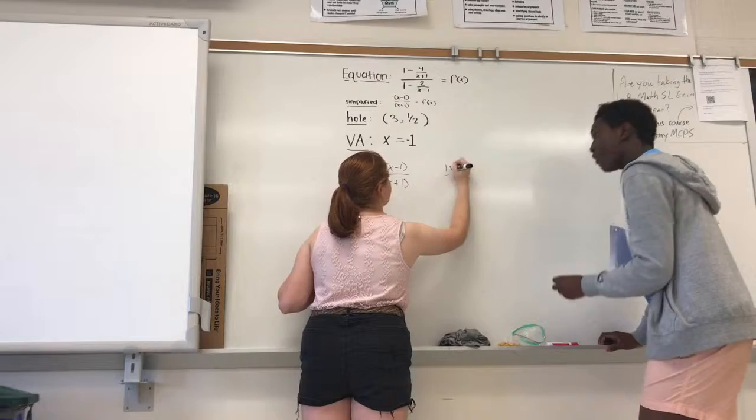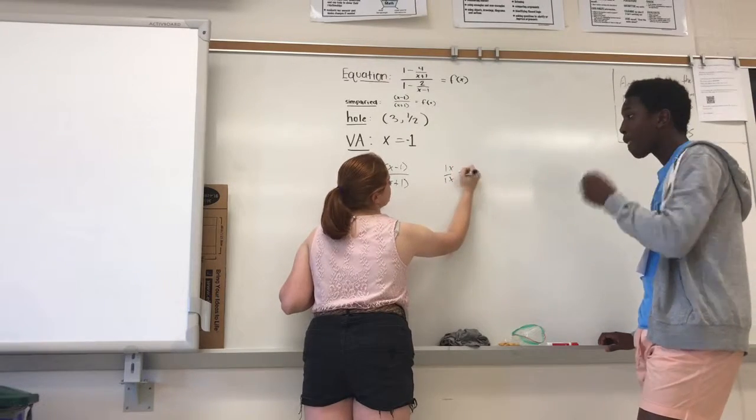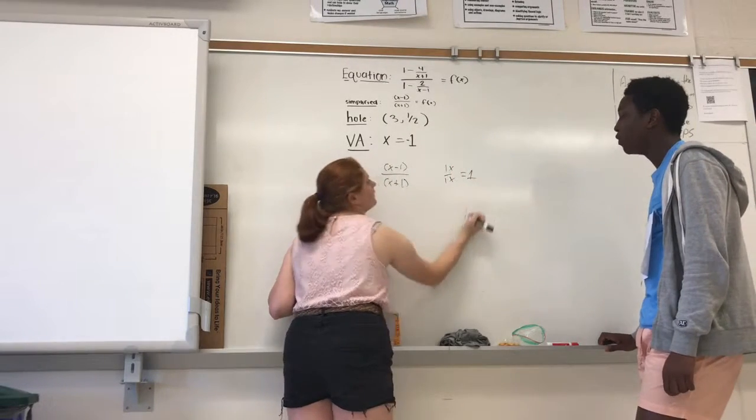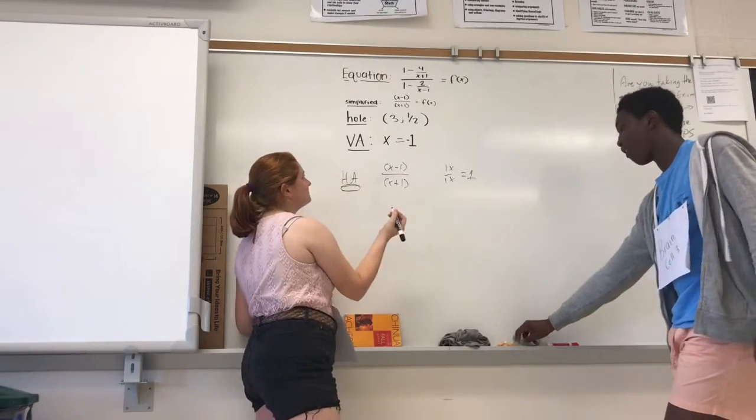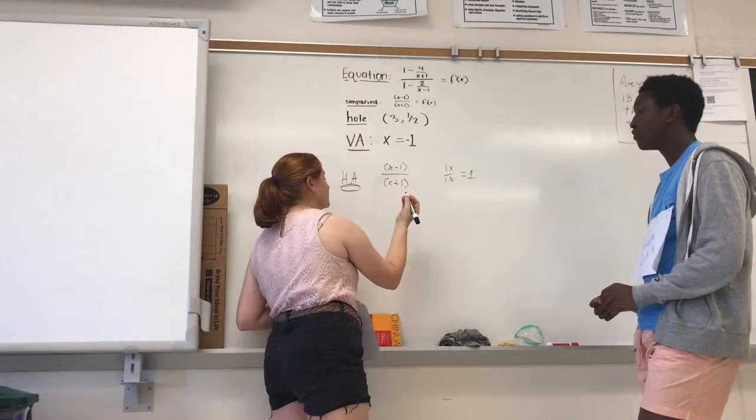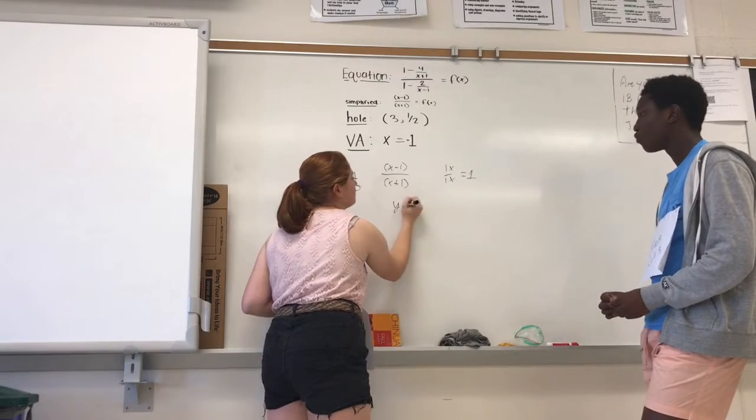So 1x divided by 1x is, you guessed it, 1. Well, I was guessing two, but okay. So that means the horizontal asymptote is at y equals 1.